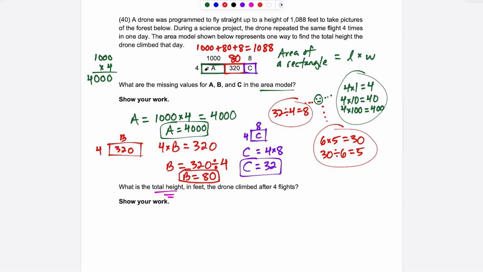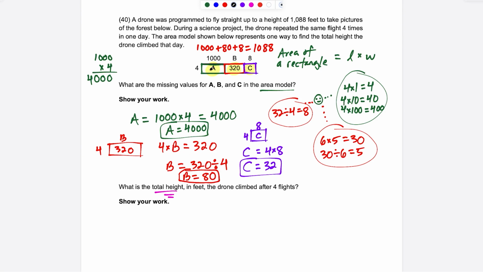So when we want to find the total height, all we have to do now is just add these values up on the inside. We're going to add A, we're going to add 320, and we're going to add C like this. Just be careful here. Don't do 4,000 plus 80 plus 32. It's very tempting to want to just add A, B, and C. But remember from before, the B value here was on the outside. So we're not going to add the B value. We're going to add the 320 because that's on the inside where the area belongs in an area model.